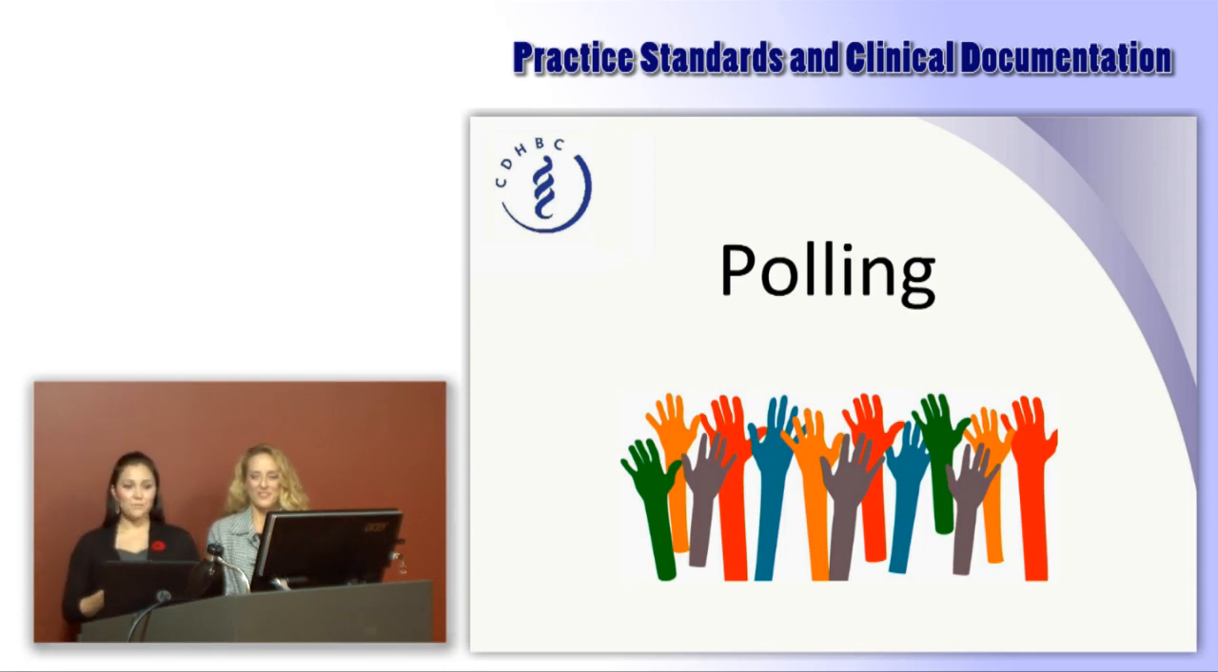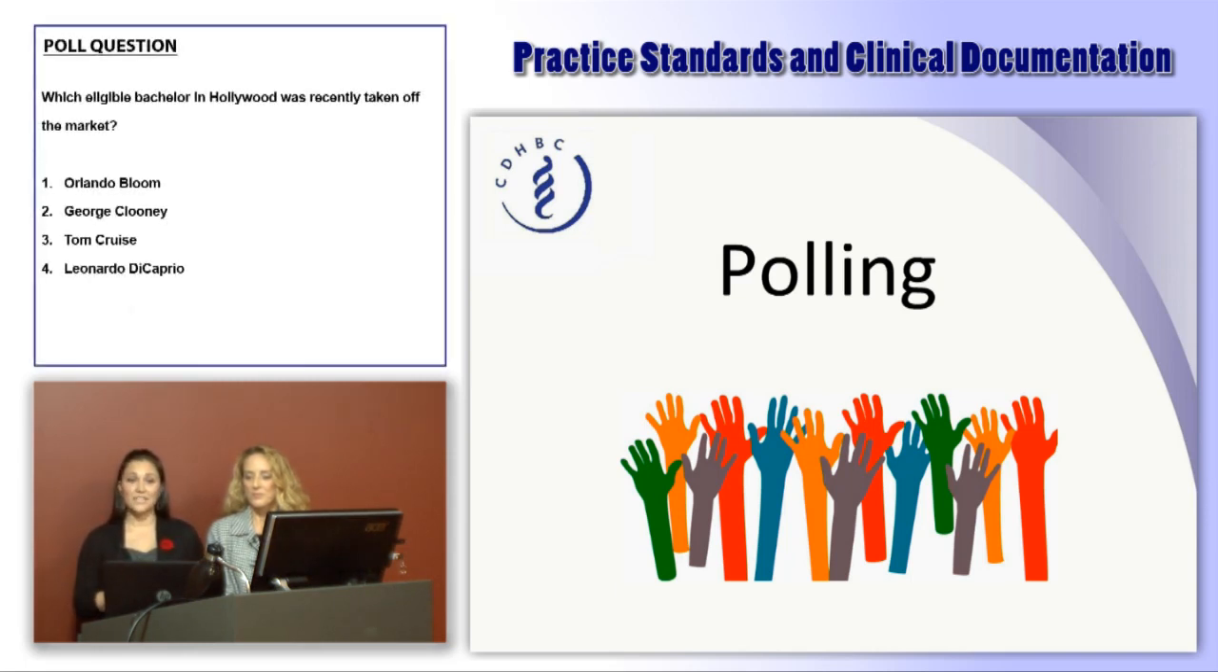This is another warm-up, but this one's a slightly different format. This is going to be a multiple choice answer. So there's going to be selection 1, 2, 3, and 4 on your screen. So this question says, which eligible bachelor in Hollywood was recently taken off the market? Was it Orlando Bloom, George Clooney, Tom Cruise, or Leonardo DiCaprio? And again, I'll open the polls.